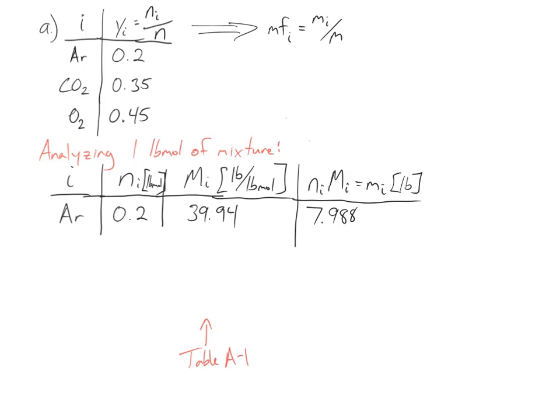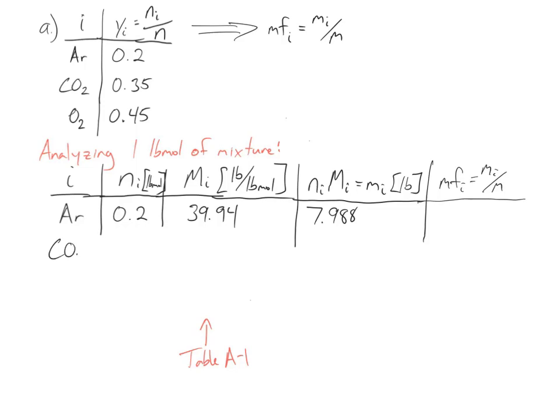All right, and then we can get the mass fraction. So the mass fraction of our component, but what we need for that, again, is the mass of the component divided by the total mass of the mixture. Well, we can't get the total mass of the mixture until we know all the masses here. So we need to calculate the component mass for CO2, and we need to calculate the component mass for oxygen. So let's go ahead and do that.